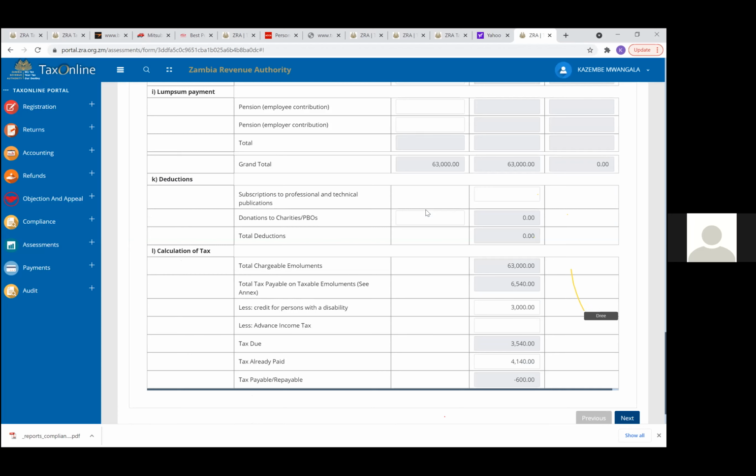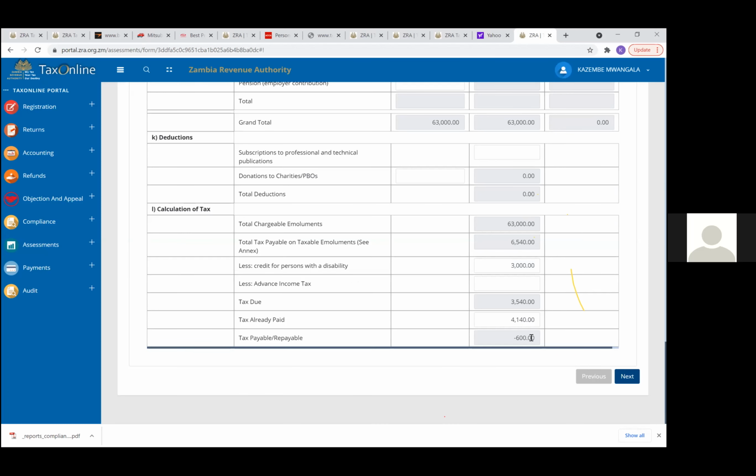Therefore, the tax that is supposed to be deducted is 6,540. That is before the credit, but only 4,440 was deducted as per payslip. Therefore, the refund that will be due to this person is 600. I hope you can see that that is the 600. There is a minus there. So the minus 600 tells us that a refund is due to this person.